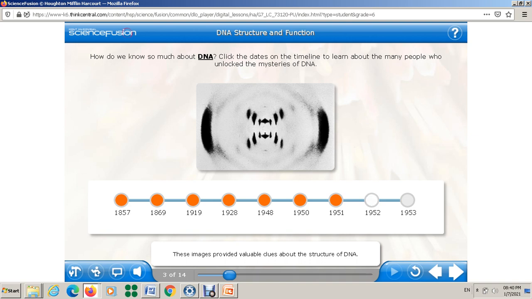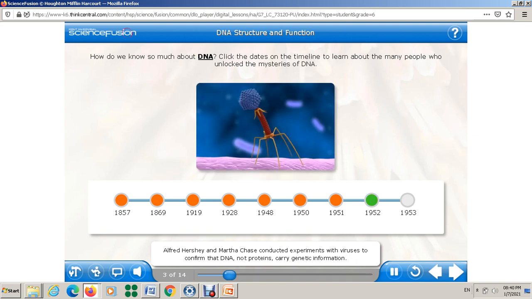Okay, let's continue. What did the scientists do? Alfred Hershey and Martha Chase conducted experiments with viruses to confirm that DNA, not proteins, carry genetic information. So here they discovered from the virus that DNA, not protein, is carrying the genetic information, because at the beginning they thought the protein was carrying the genetic information. Okay.